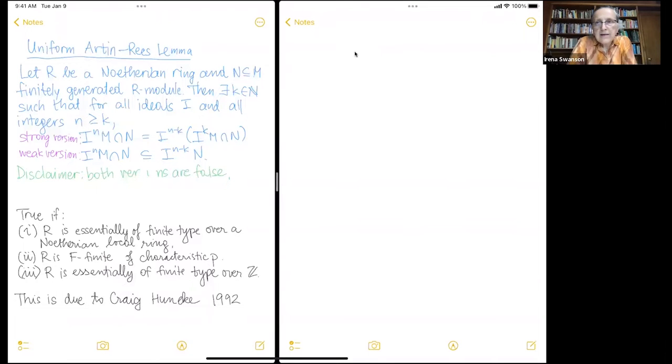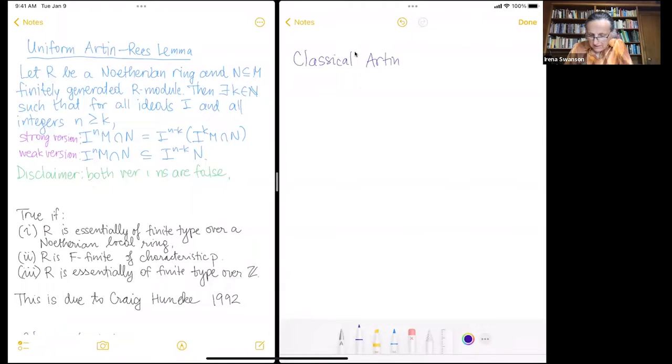But these three cases are not the only places where we have some version of the uniform Artin-Rees lemma. There are some open parts, and you can possibly prove another one, but it is not true in big generality. So let's first talk about that. But before I get to that, let's talk about the classical Artin-Rees. I think we have to start with that.